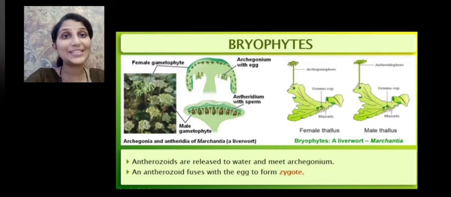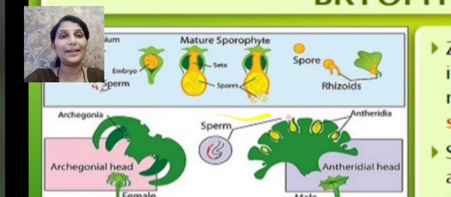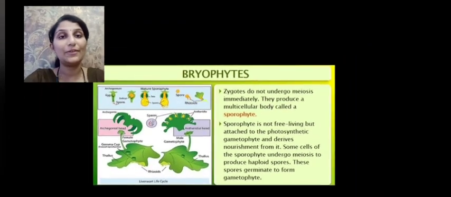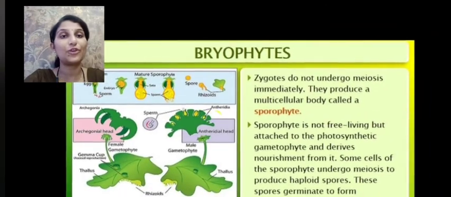Antherozoids are released into water, and they reach the archegonium through the water, and inside the archegonium we know there is an egg, and the antherozoid fuses with the egg to form the zygote. Here we can see the sperm entering the flask-shaped archegonium, and after that they fuse together to form the zygote.